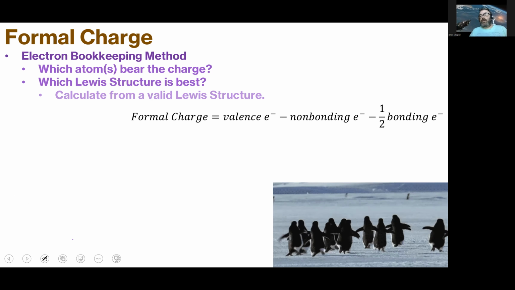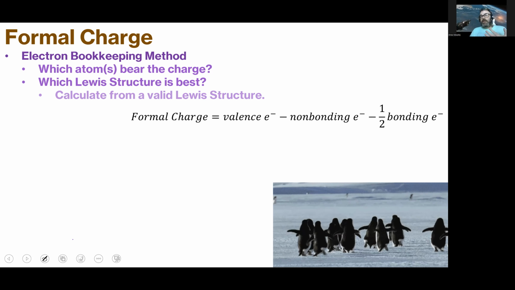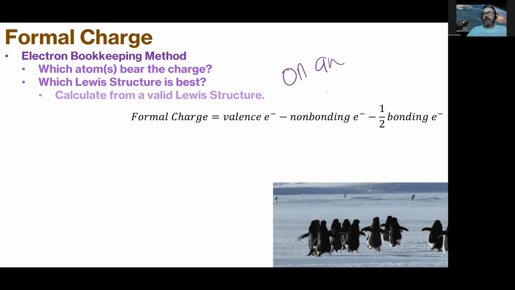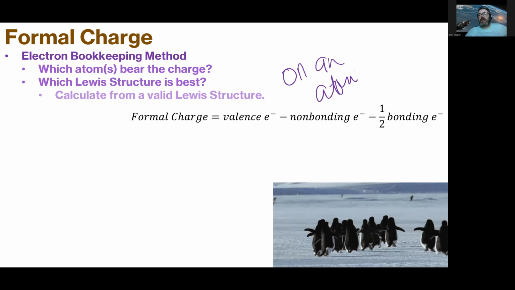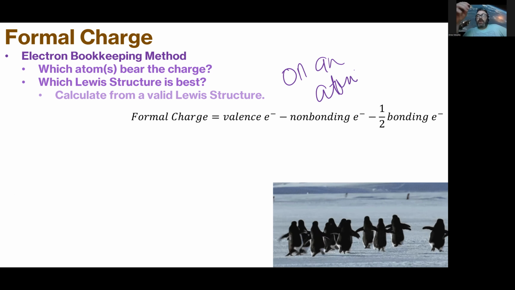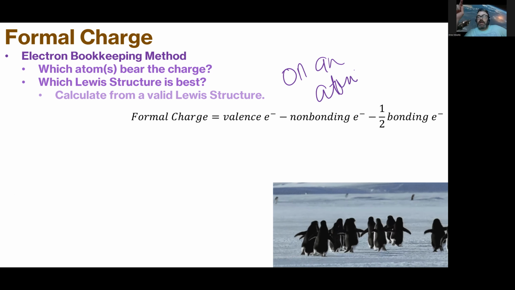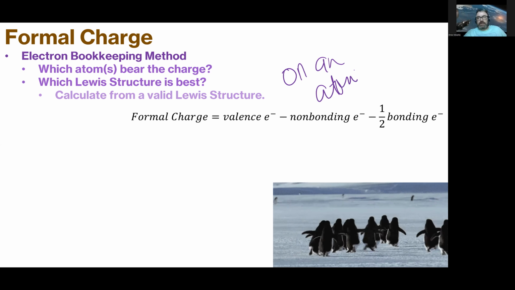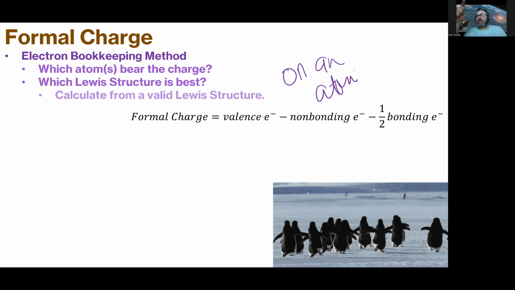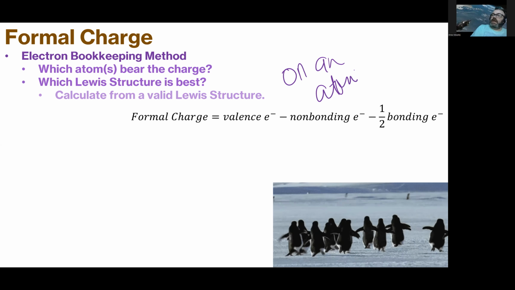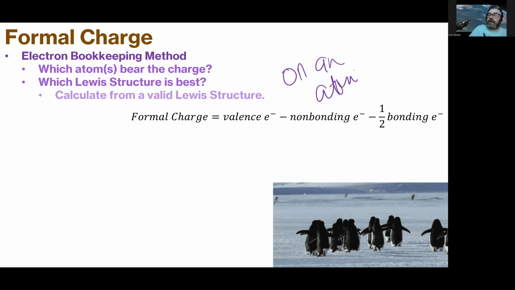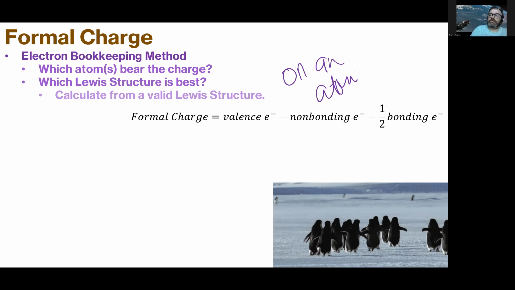This is how we calculate formal charge. The formal charge on the particular atom is how many valence electrons they started with, from the periodic table, so group 6 would have 6 valence electrons. Then we're going to subtract out any non-bonding electrons, and we're going to subtract out half of the bonding electrons. And all of this is to that particular atom. I'm going to work some examples so we can see how this goes.